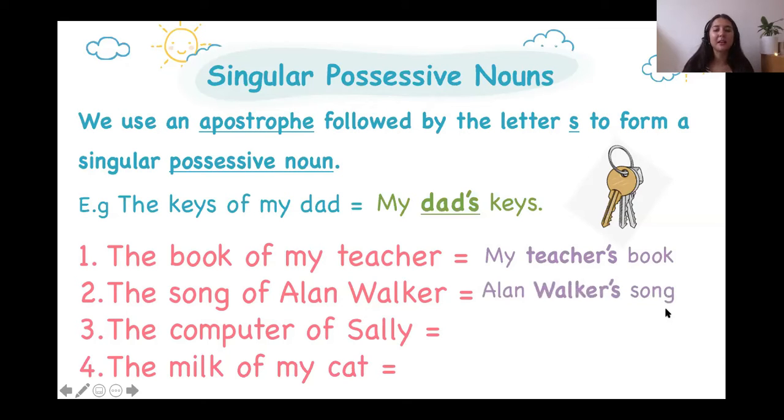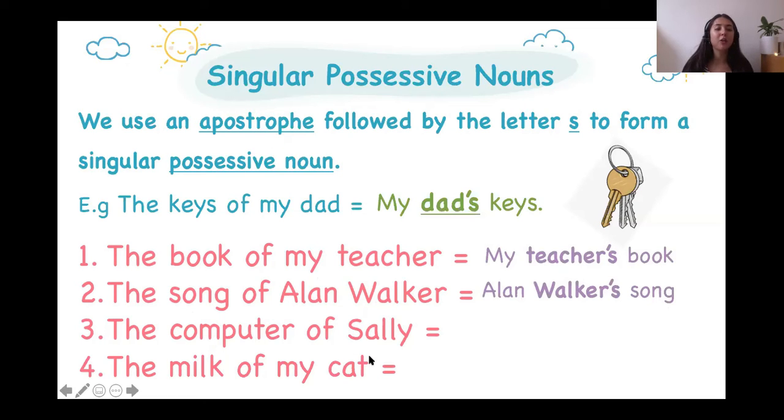Joey, why do we need an apostrophe S after Walker? To show that that is Alan Walker's song. Very good. To show that the song belongs to Alan Walker. Amazing work, Joey. Well done.